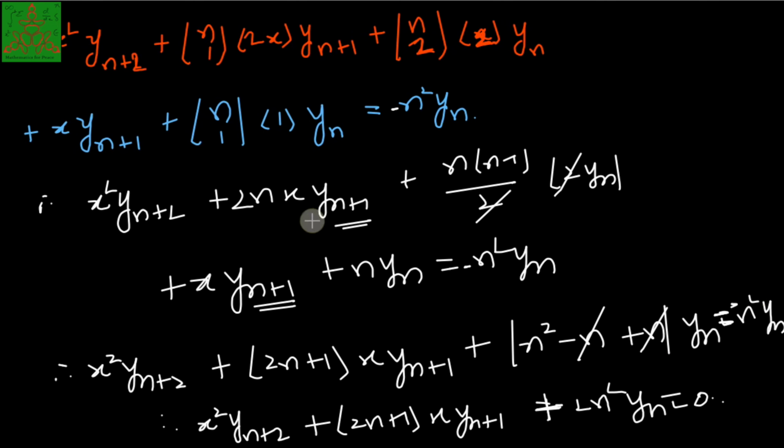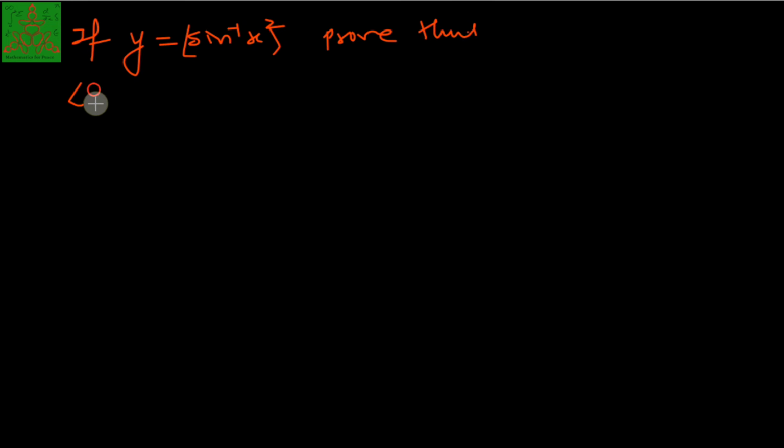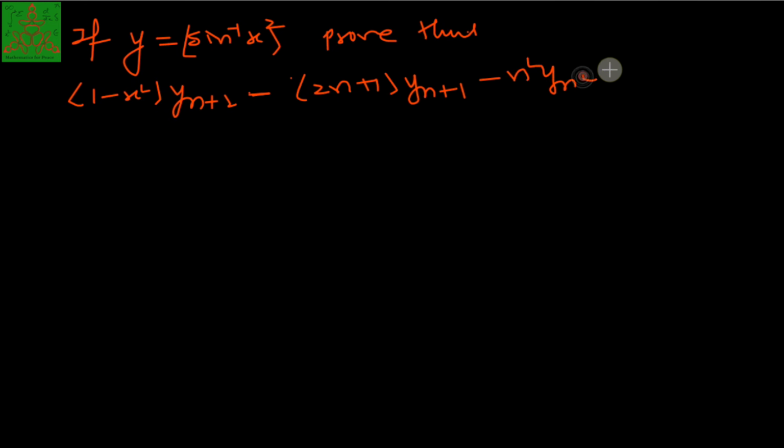Let us discuss one more example of similar type. If y is equal to sine inverse x whole square, then prove that 1 minus x square yn plus 2 minus 2n plus 1 xyn plus 1 minus n square yn equal to 0. So to do this example, we'll proceed as we did for the other two examples in this video.